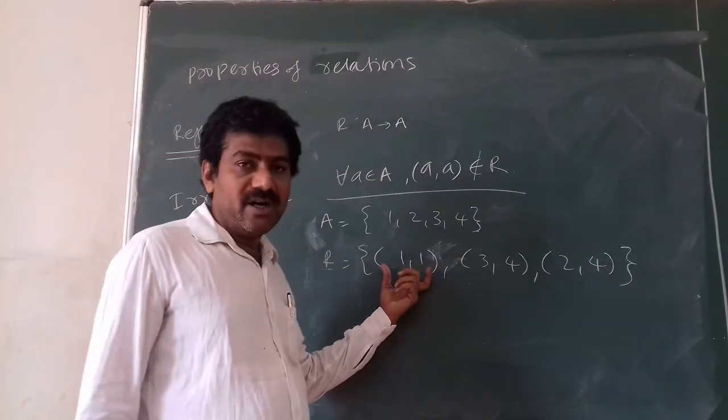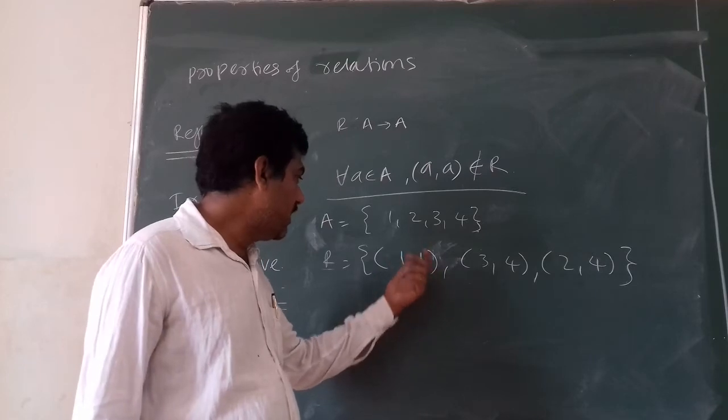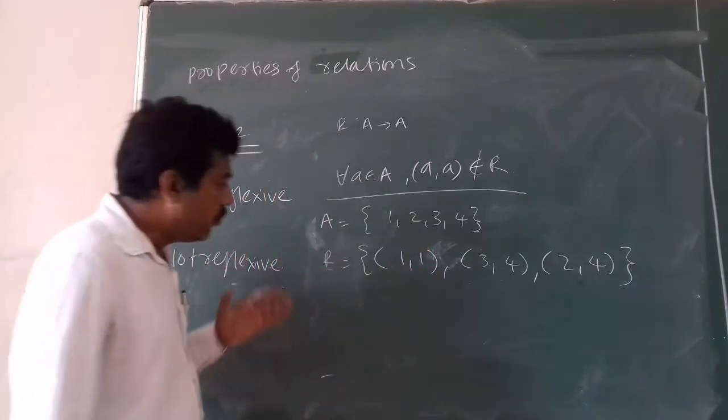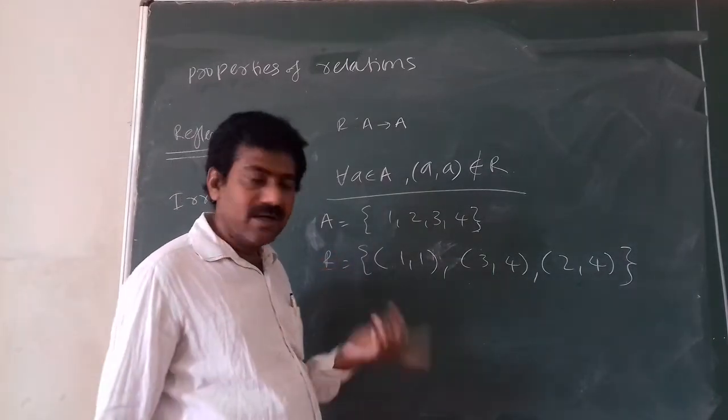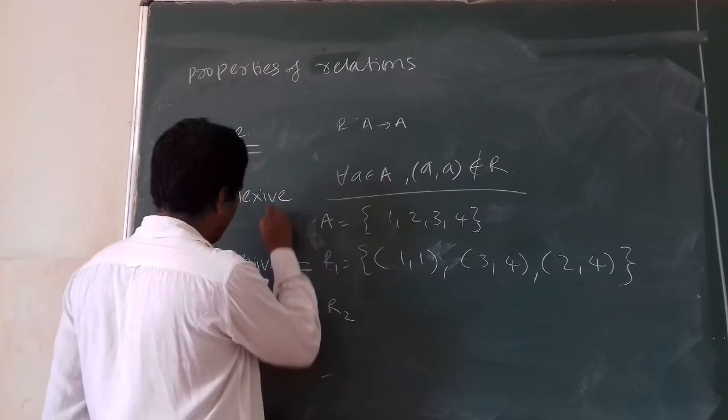All elements are not related. Few of the elements are related to itself. There is only one element related to itself. So it is not reflexive. If no element is related, then that becomes R1. This is for the not reflexive.